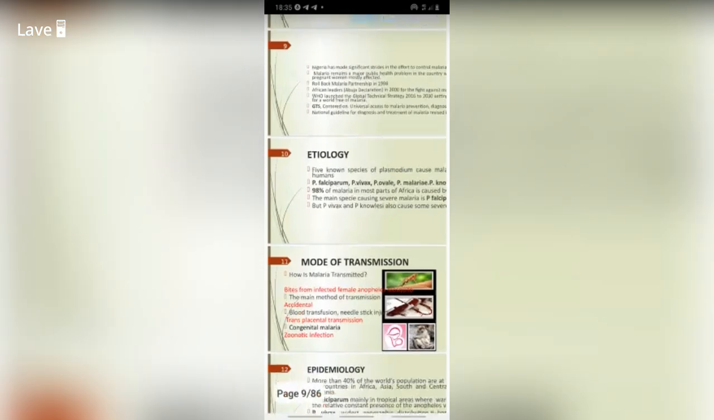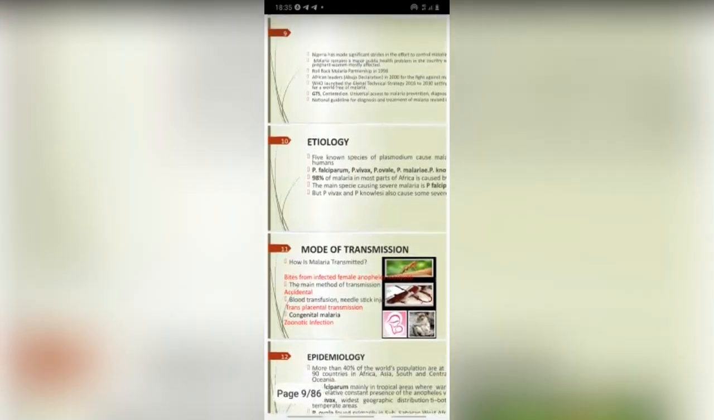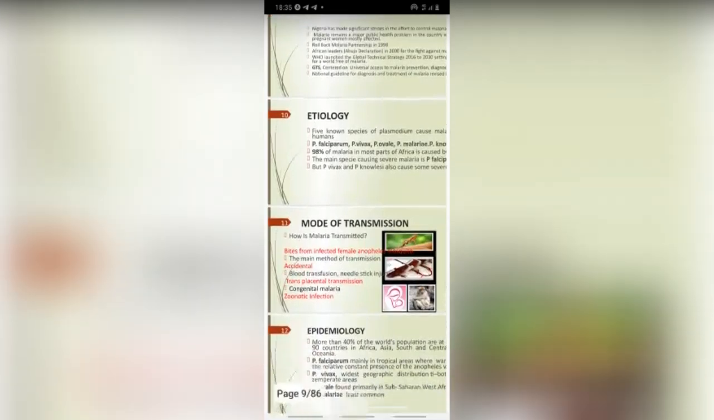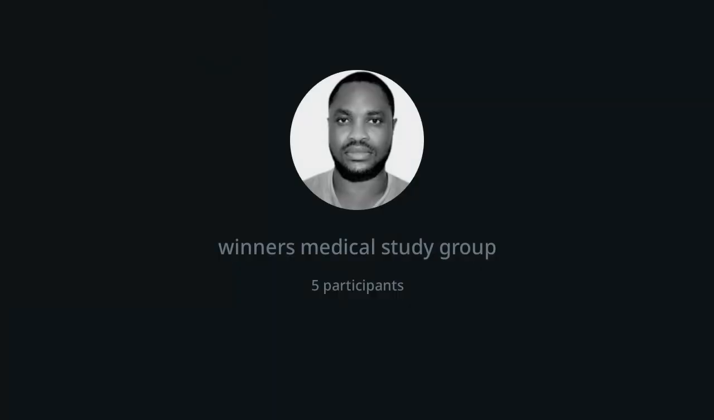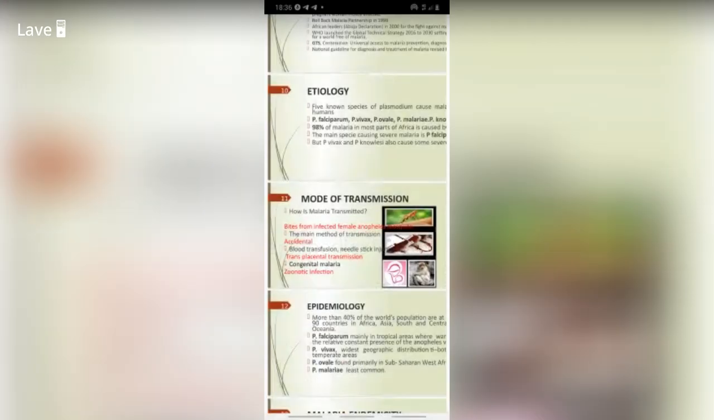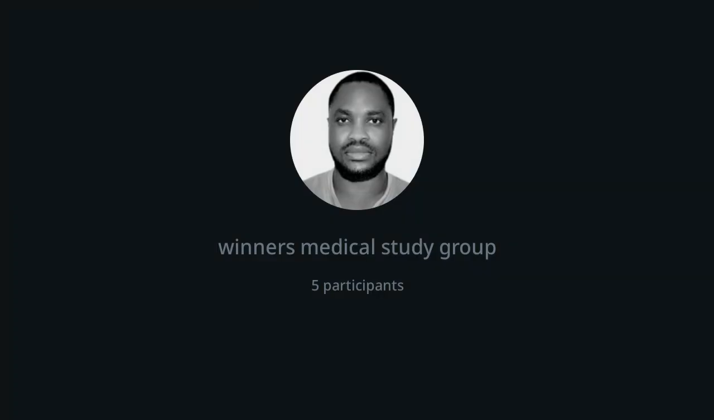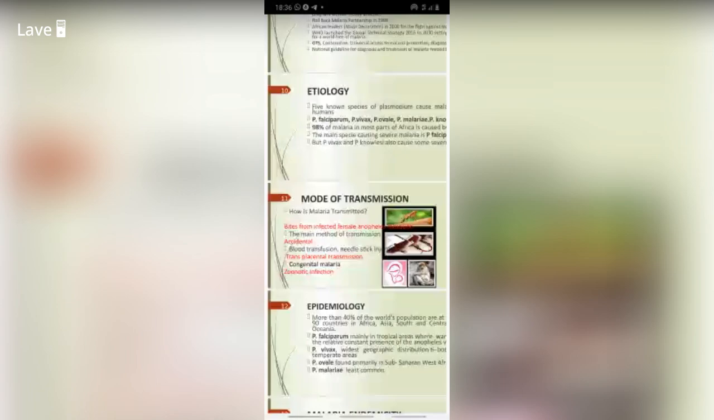So let's move away from history and talk about etiology. Malaria is an infectious disease, and there are 5 known species of Plasmodium: P. falciparum, P. vivax, P. ovale, P. malariae, and P. knowlesi. 98% of malaria in most parts of Africa is actually caused by P. falciparum, and that's why you hear a lot of people talking about Plasmodium falciparum. But vivax and knowlesi also cause some severe malaria.